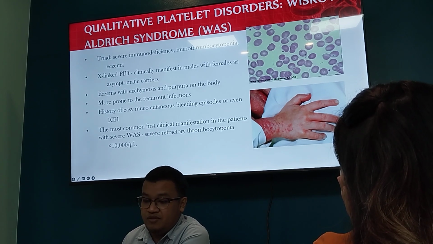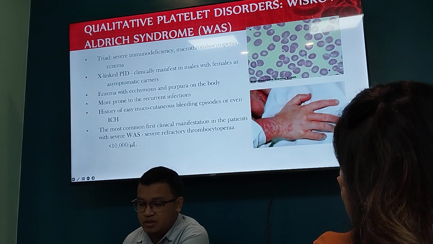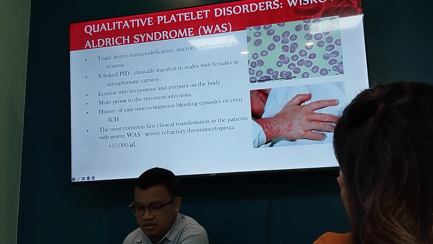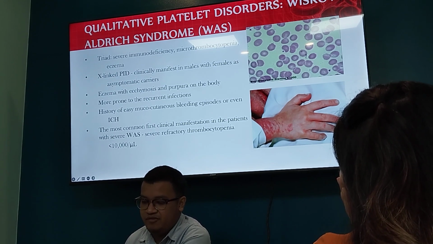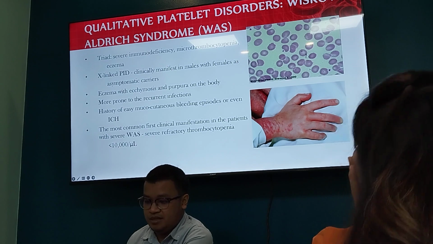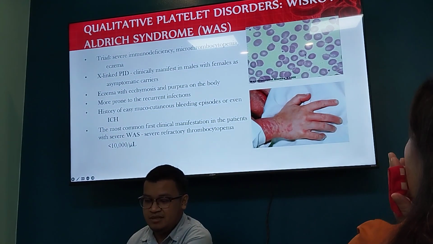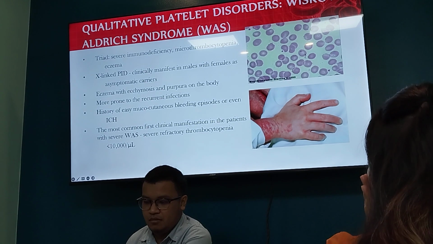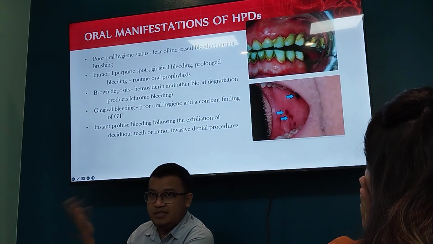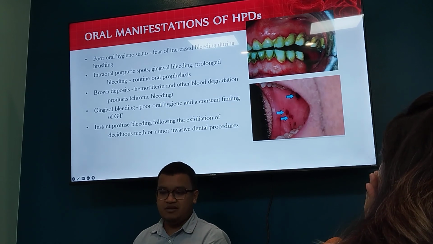There's always a history of epistaxis, mucocutaneous bleeding episodes, or even ICH. The most common first clinical manifestation in patients with severe WAS is severe refractory thrombocytopenia with a platelet count less than 10,000. So the normal platelet count is about 150,000. Pero sa kanila, severe thrombocytopenia, syempre, pag less than 10,000, mag-bleed ka na spontaneously. So, oral manifestations of virtually yung mga lahat yung platelet eh. So, they have the same manifestations.